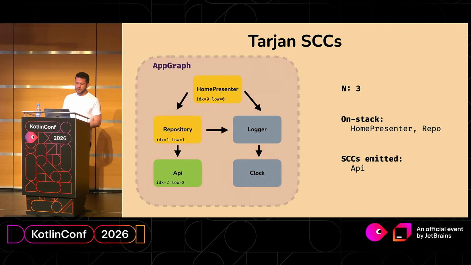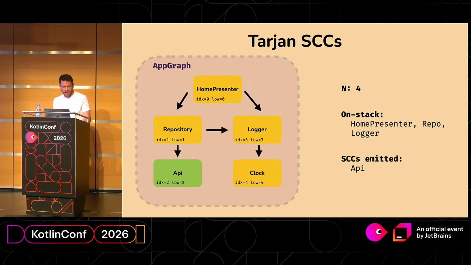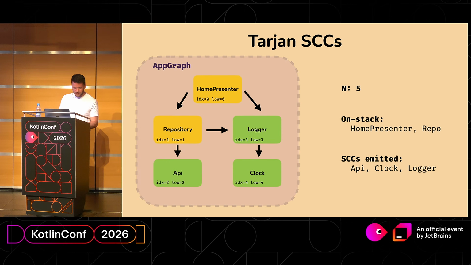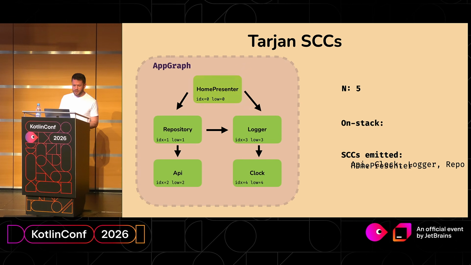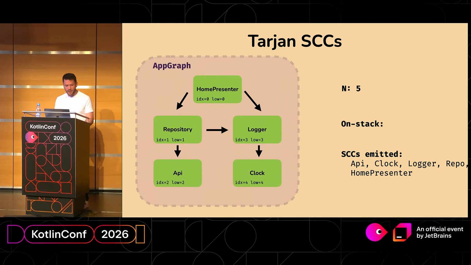We move on to its next dependency, which in this case is the logger. Keep incrementing things. Logger goes on to clock, keep incrementing things. And now we're at the end again, so we start popping back again until we get to index equals low link. The clock's index is equal to its low link, so it's a strongly connected component. We pop it off. Same with logger, same with repository, so on and so forth. And now we've completed the traversal.